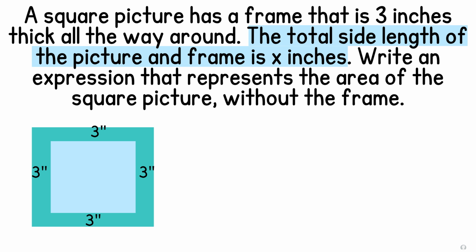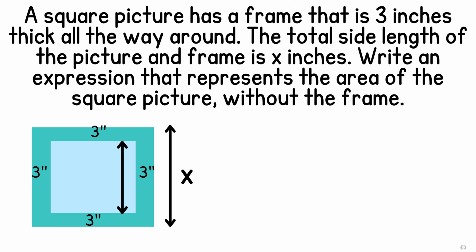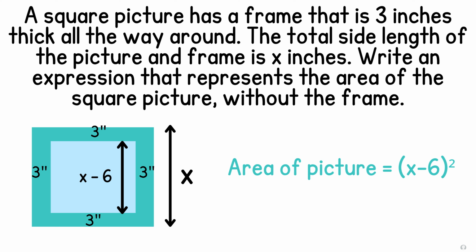So we'll put 3 inches in to represent this in our frame. We also know that the total side length of the picture and the frame is x inches. So this tells us that the entire width of the frame and the picture is x units. If we want to find the length of just the inside of the square, then we'll take the width of x and subtract 3 twice, since we have a frame of 3 inches on each side, which simplifies to x minus 6. So now we can find the area of the picture by taking x minus 6 and squaring it, since the length and width are the same in this square.